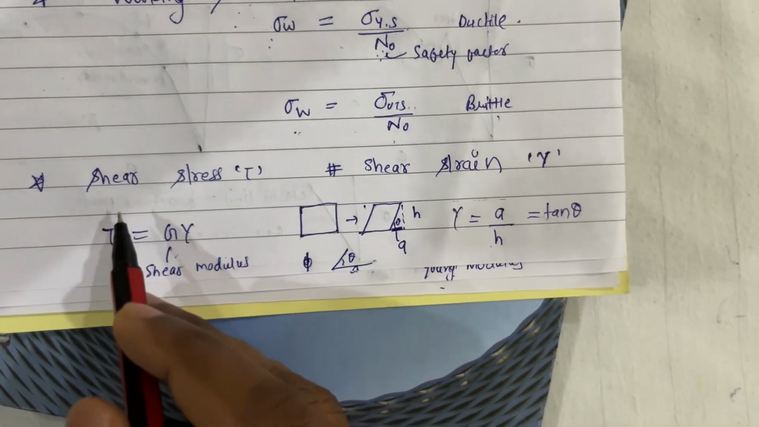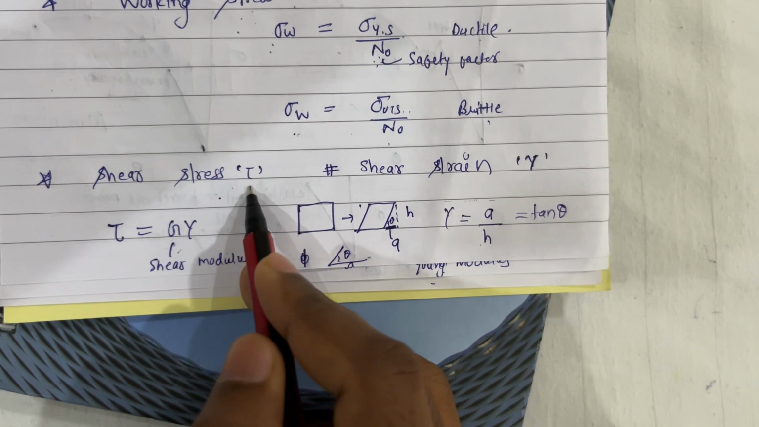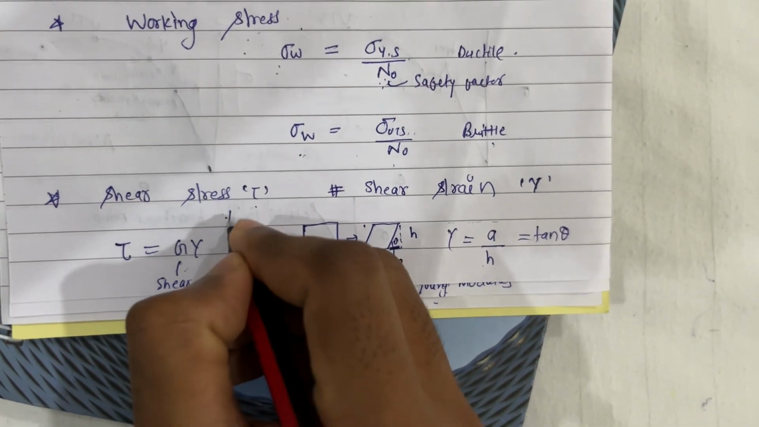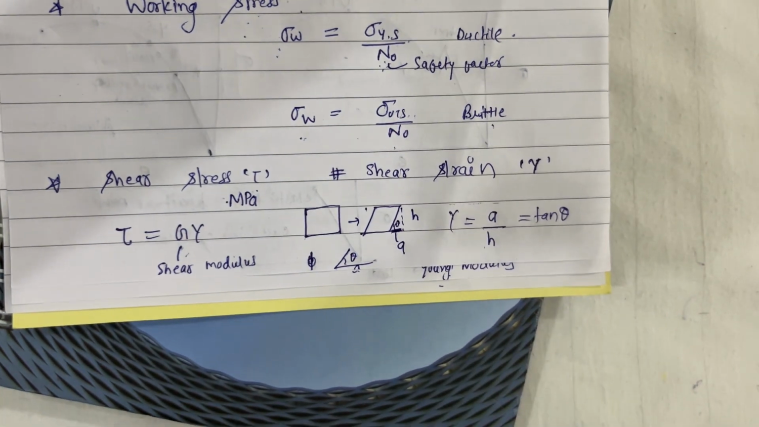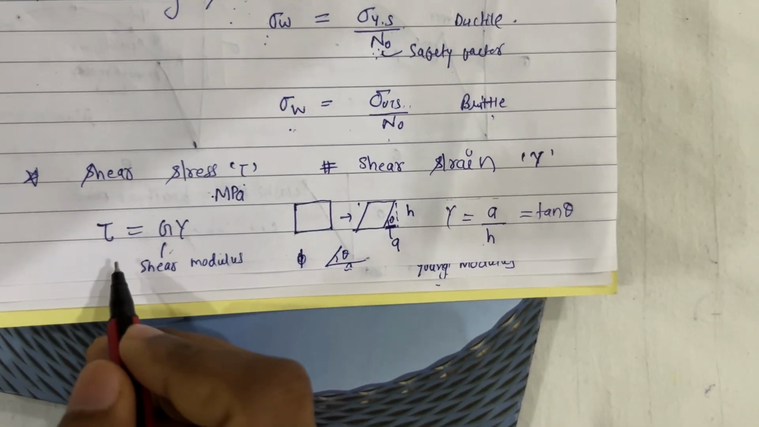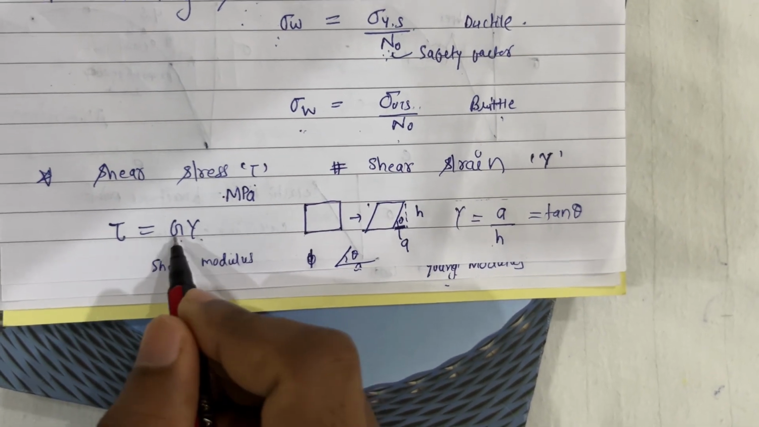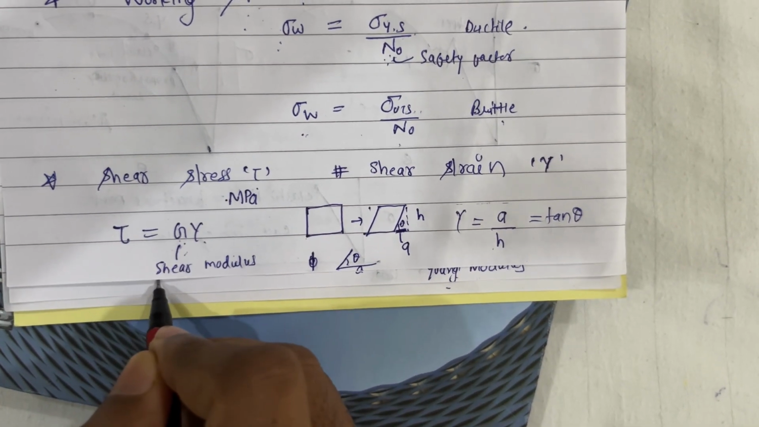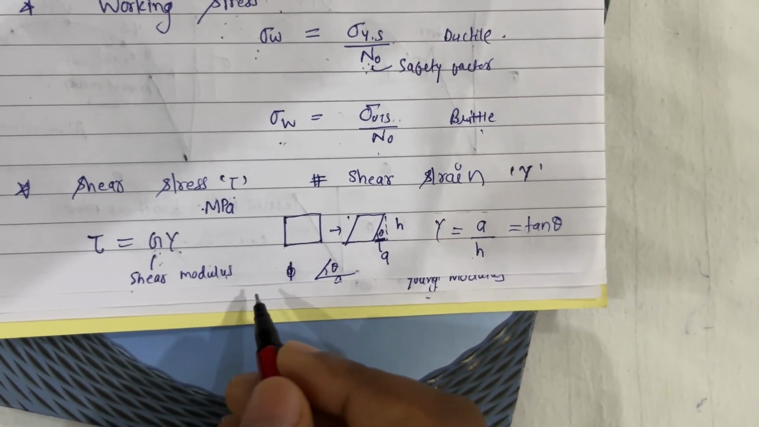So now we see the shear stress. Shear stress is represented as tau, and always remember the unit of stress is megapascal. Tau is also written as G times gamma. Here G is the shear modulus, just like the Young's modulus in case of the tensile stress.